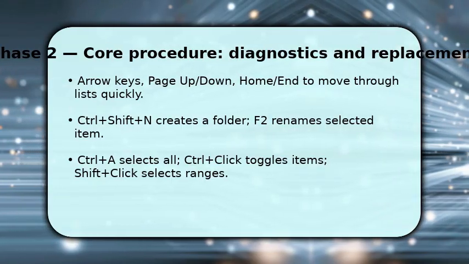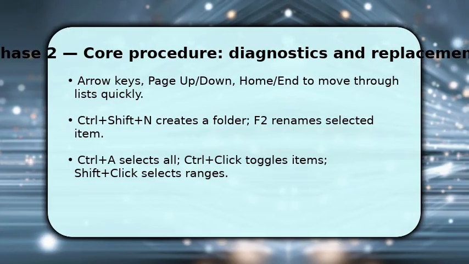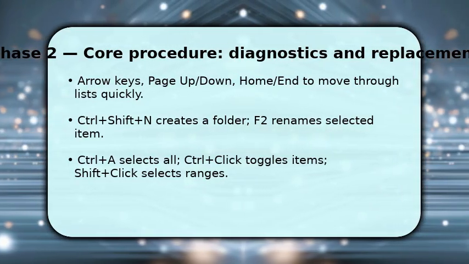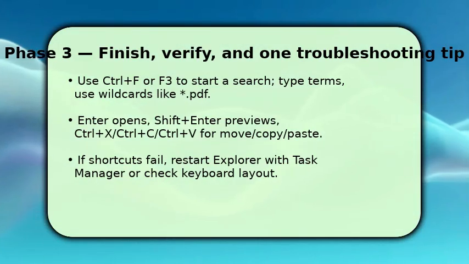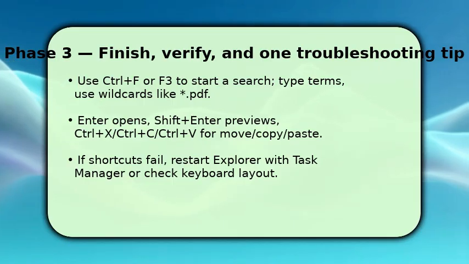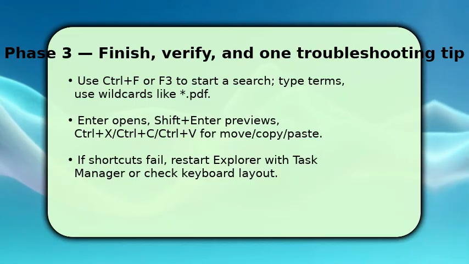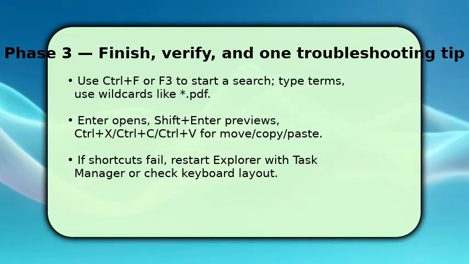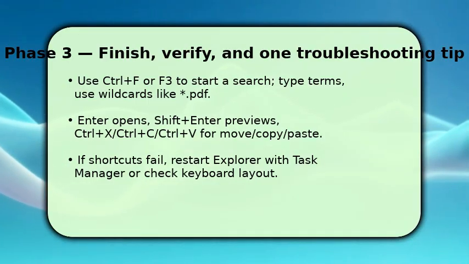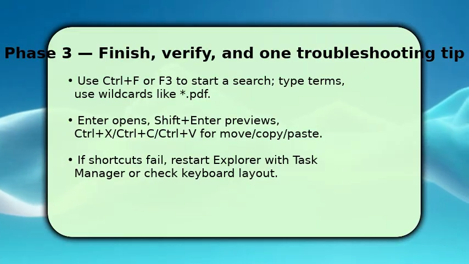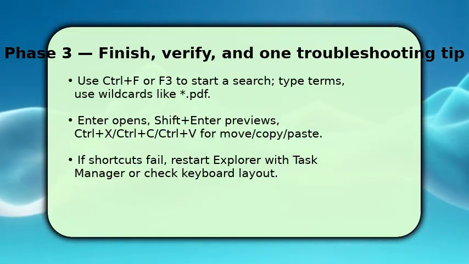To locate files fast, press Ctrl plus F or F3 and type your query, with wildcards such as asterisk.PDF to narrow results. Open items with Enter, use Shift plus Enter to preview in some views, and manage files with Ctrl plus X, Ctrl plus C, and Ctrl plus V to move or copy. Once done, use Alt plus Left and Alt plus Up to navigate history and parent folders. If shortcuts stop working, restart Explorer from Task Manager or verify your keyboard layout and sticky keys.